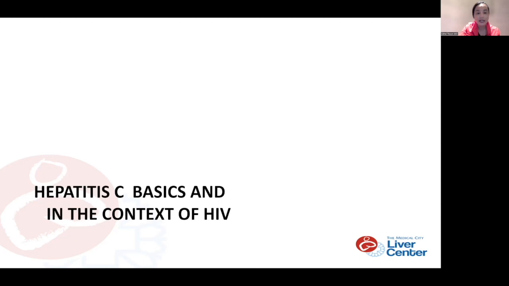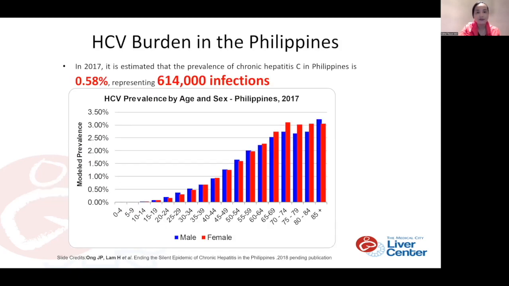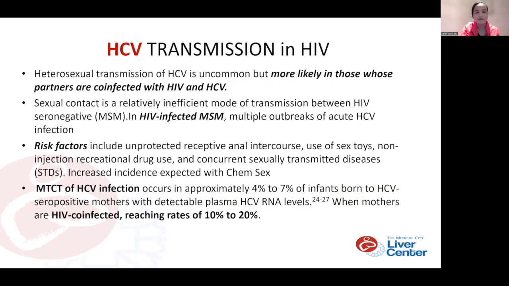Okay, moving on now to hepatitis C in the context of HIV. So what about the hepatitis C burden in the Philippines? Hepatitis C is a smaller issue, but still significant in the Philippines. If you recall in my slides earlier, the estimate in 2017 was about 10 million infections. In the Philippines, the range of infections for hepatitis C is about 400 to 600,000 in various estimates.